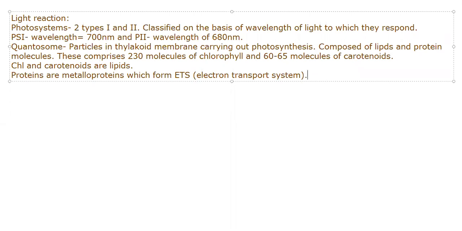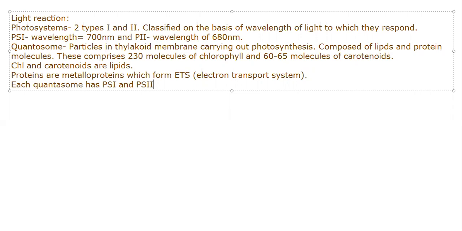What is the relationship between the quantasome and the photosystems? Each quantasome has PS1 and PS2, or just PS1.